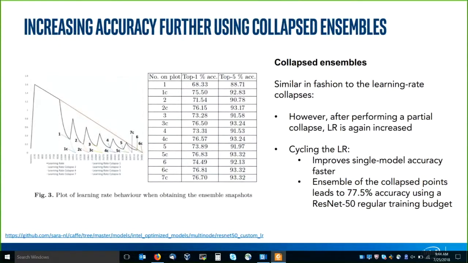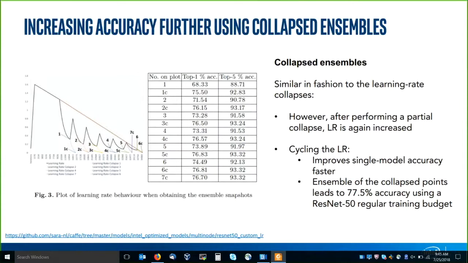Some techniques that we have used for increasing the accuracy further, what we are calling collapsed ensembles, are very similar to learning rate collapses. As the chart on the left shows, we use the Facebook technique of aggressively increasing the learning rate in the first few epochs of the training, and then linearly taking it down.